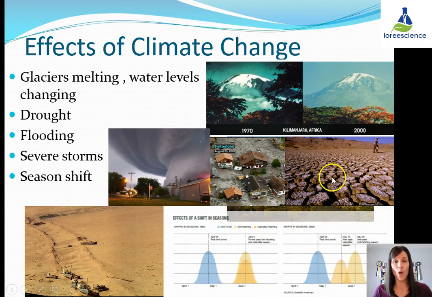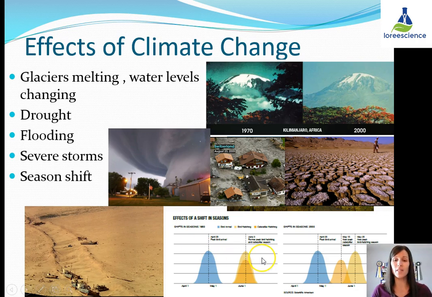Crops can't be grown. There's flooding going on as well in areas that clearly didn't used to have flooding, based on the way that houses were built. Okay, there are more severe storms, tsunamis, hurricanes, tornadoes. Looking at the records, they're more and more frequently occurring.